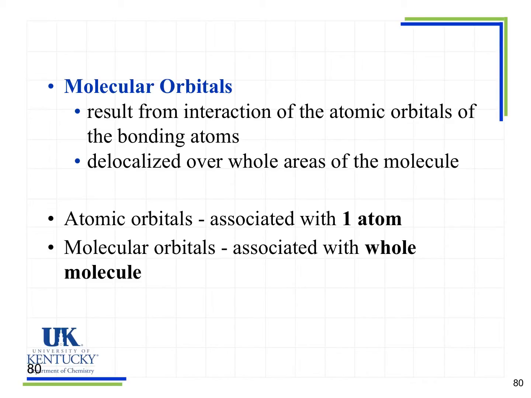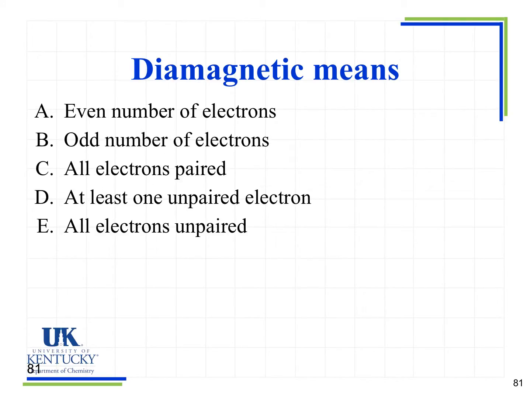Just a little refresher here on the meaning of diamagnetic. Diamagnetic means that all of the electrons are paired. While it does mean that we have an even number, the word diamagnetic means all the electrons are paired, because just because we have an even number of electrons does not guarantee that something is going to be diamagnetic. We can have an even number and be paramagnetic because we have an unpaired electron.